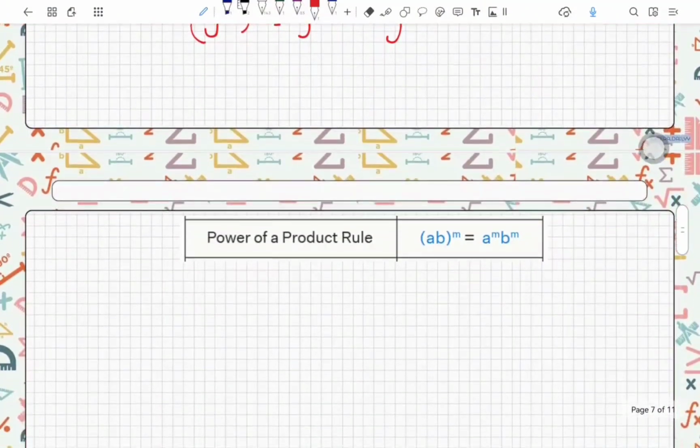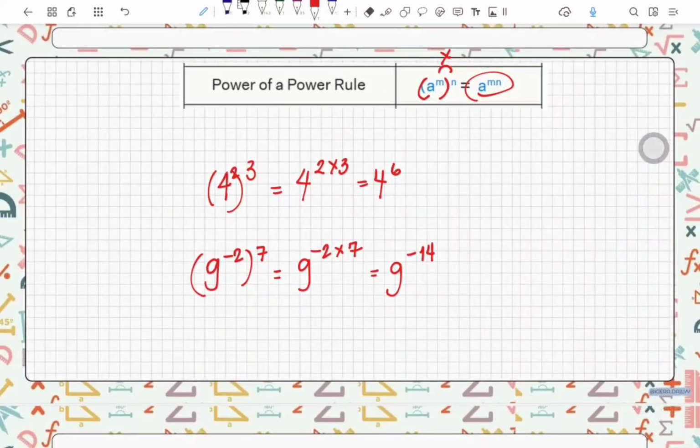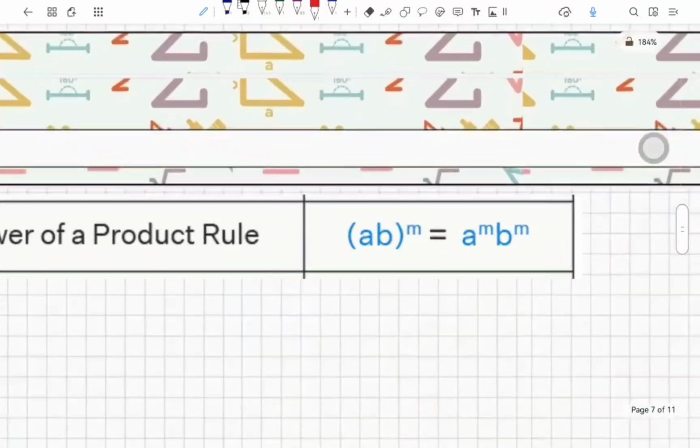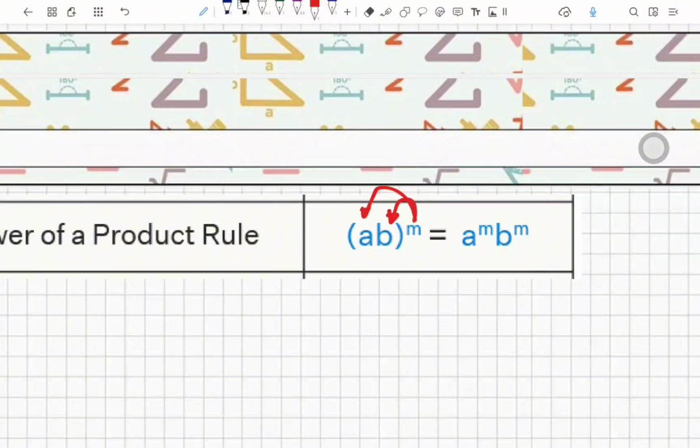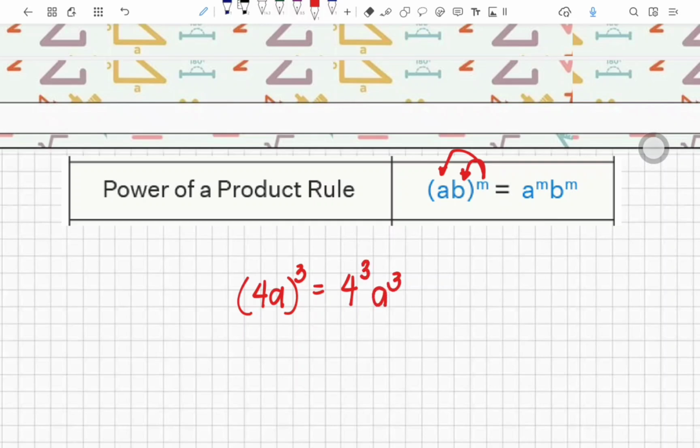Next is the power of a product rule, which is just a combination of the power rule. We are just going to distribute the exponent to the following bases. So for example, let's have 4 times 8 to the power of 3. So we are just going to distribute the exponent 3 to the two bases. So this will become 4 to the third power and 8 to the third power.